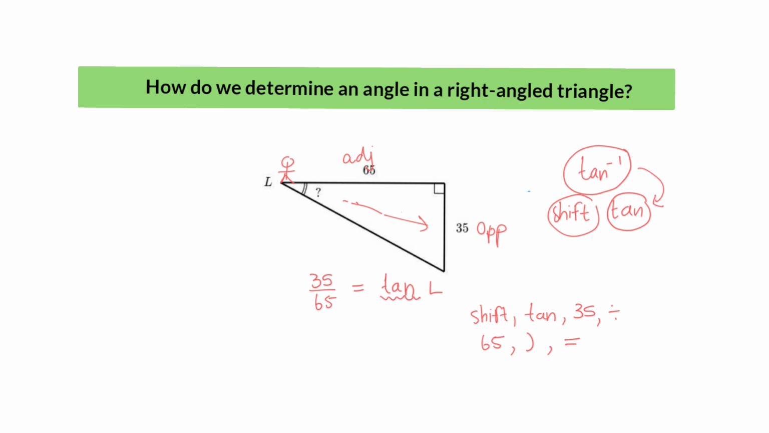So these are the steps you're going to do on your calculator. I'm going to say again: shift, then tan, then 35 divided by 65, close your bracket, equals, and you get 28.3. Now what is 28.3? Well, the angle that we're working out is 28.3. So L is going to be 28,30 degrees. This is slightly more difficult, but it's a technique that you need to know.